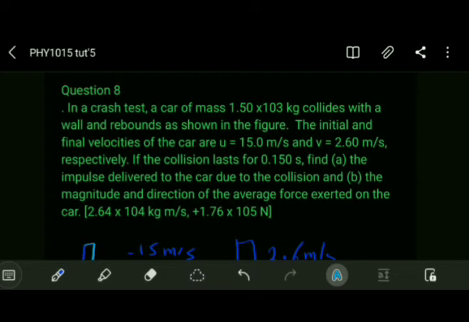Alright, this one is very simple. If we want to find the impulse delivered to the car, we only need the formula for the impulse, which is impulse equals the force times the time of the impact. We know from the other formula for momentum change that F equals change in momentum divided by time. So Ft is the change in momentum. That's all.